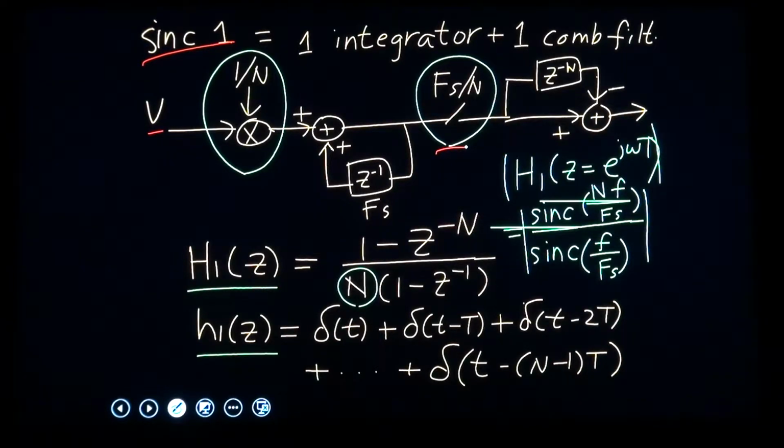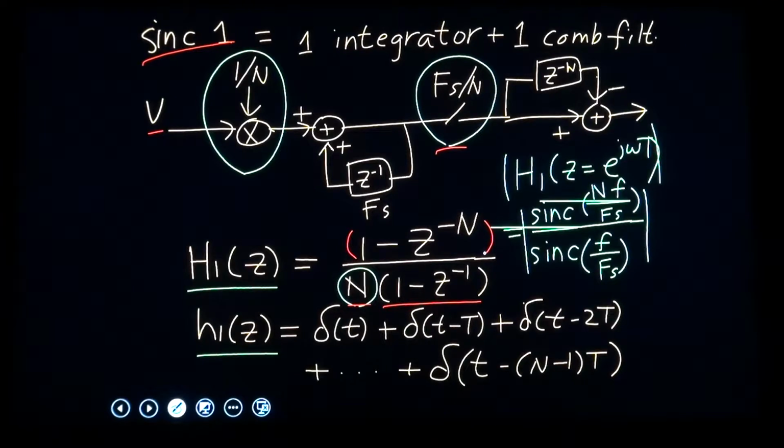So the transfer function of this integrator and this sinc 1 filter can be represented by, say, 1 over n times this integrator, a non-delaying integrator, in the denominator, and we have the transfer function of the comb filter in the numerator.